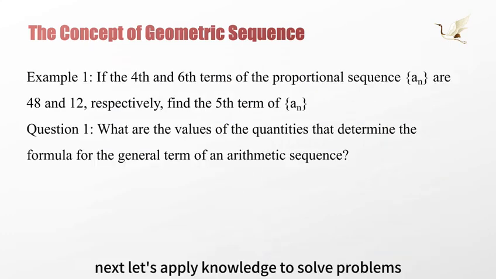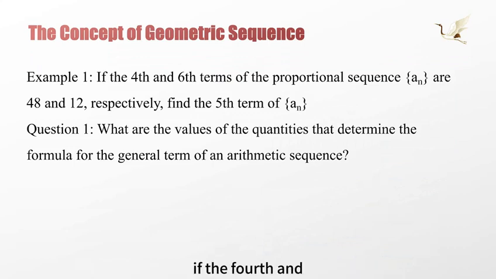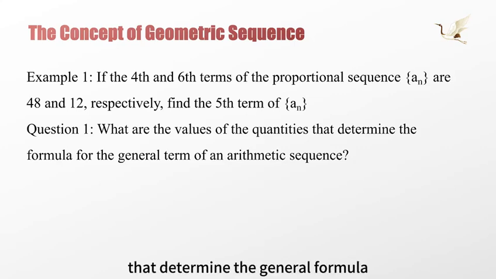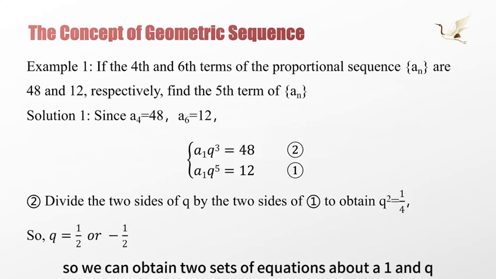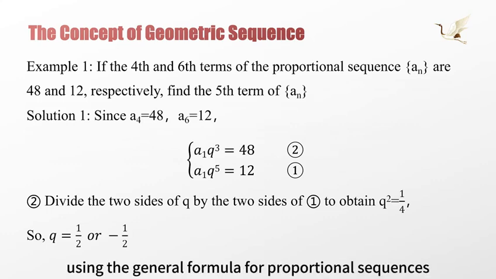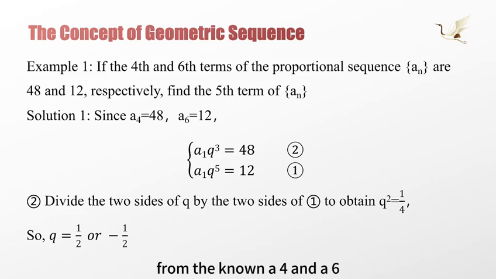Next, let's apply knowledge to solve problems. If the fourth and sixth terms of the geometric sequence a_n are 48 and 12, respectively, find the fifth term of the sequence a_n. What are the quantities that determine the general formula for geometric sequences? Yes, determined by the first term a_1 and the common ratio q. So, we can obtain two equations about a_1 and q using the general formula for geometric sequences from the known a_4 and a_6.